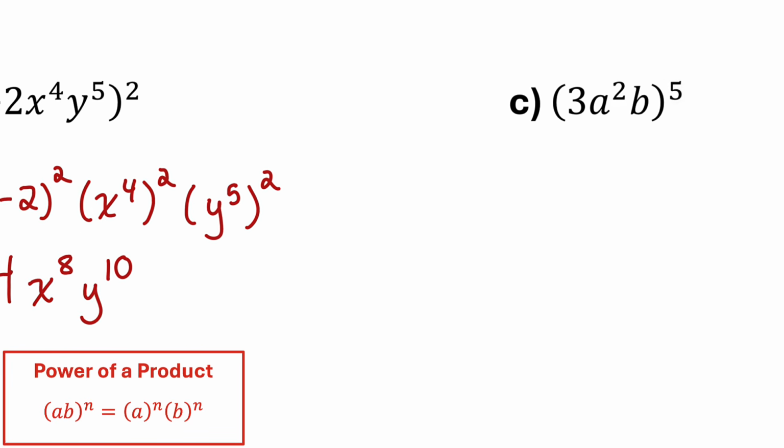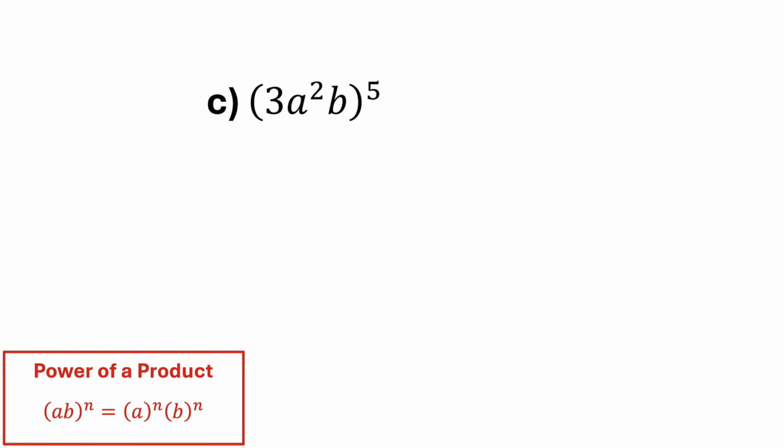Let's do one more practice where we have another power of a product. Once again, the base of the power has 3 different factors: the constant factor of 3, the variable factor a squared, and a factor of b. So I have to raise all 3 of those factors to the exponent of 5. Starting with 3 to the power of 5, multiplied by a squared to the power of 5, multiplied by b to the power of 5.